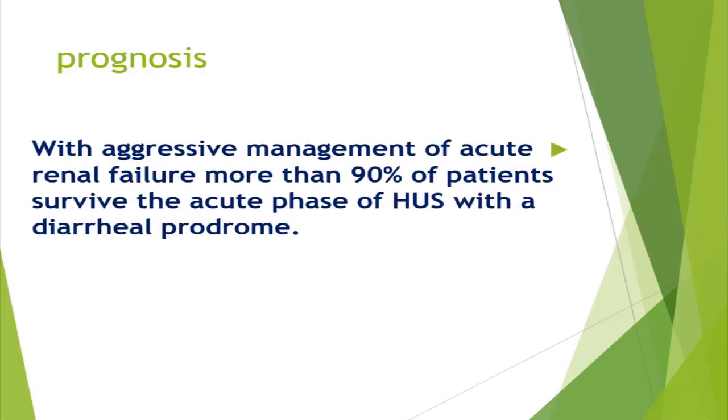The prognosis in the typical form, with aggressive management of the electrolytes, blood pressure, and volume overload, is that more than 90% will survive the acute phase of the diarrheal problem. But we should follow up these patients for a long period because of the damage that happened to the capillaries. We must measure blood pressure and renal function every 3 to 6 months so that we do not miss any bad complication that occurs later in life.